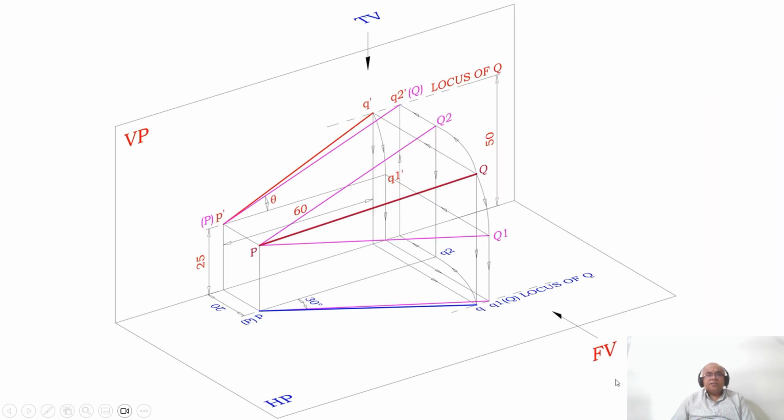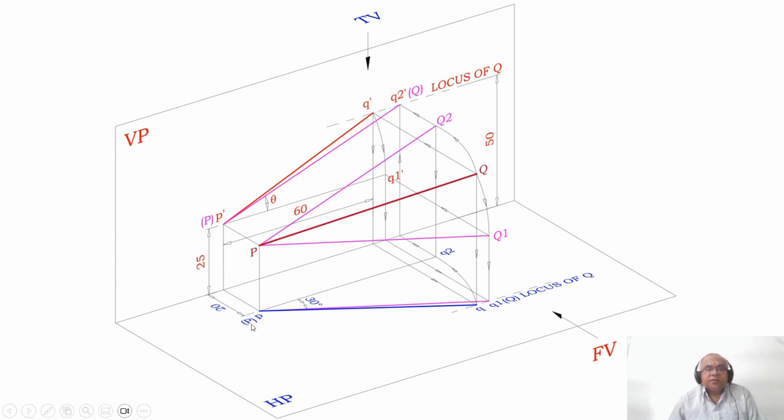Now what I want is the front view true length. How to get that? We need to take the top view. How to take the top view? With P as center, taking the radius of PQ, which is in space, rotate this in the counterclockwise direction. That means both P and Q should be in front of VP by 20 mm. So that is what we are doing. With P as center, taking the radius of PQ, you rotate this point Q such that both P and Q2 are in front of VP by 20 mm. So while doing so, what happens?